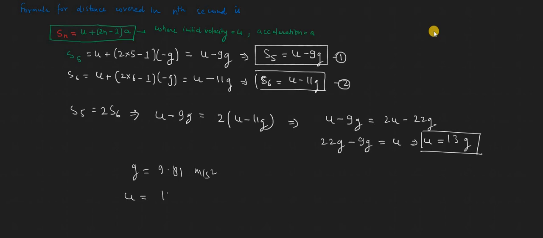the initial velocity will be 13 into 9.81, which will come out to be 127.53 meter per second. I hope you got the solution and everything is cleared. Thank you.